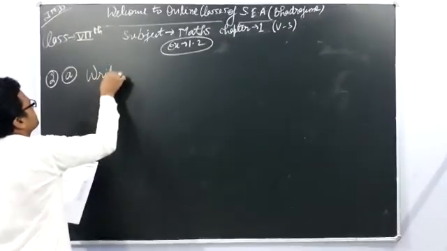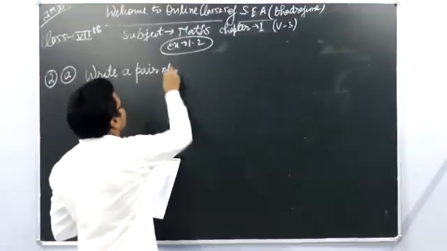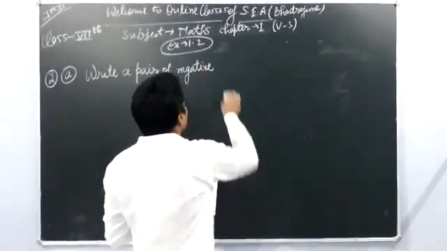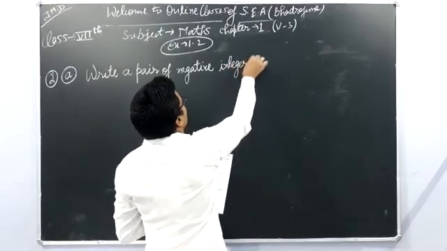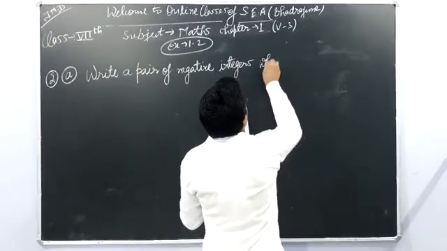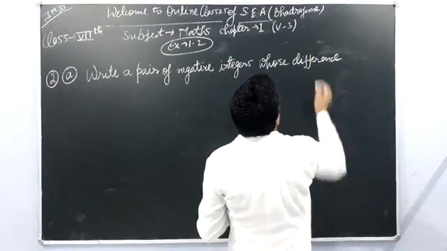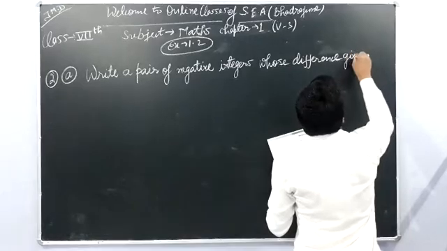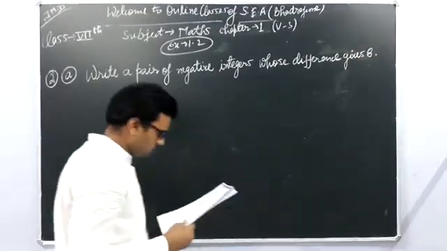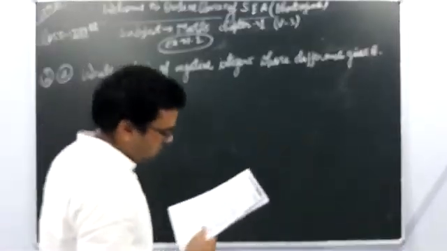Write a pair of negative integers whose difference gives 8.